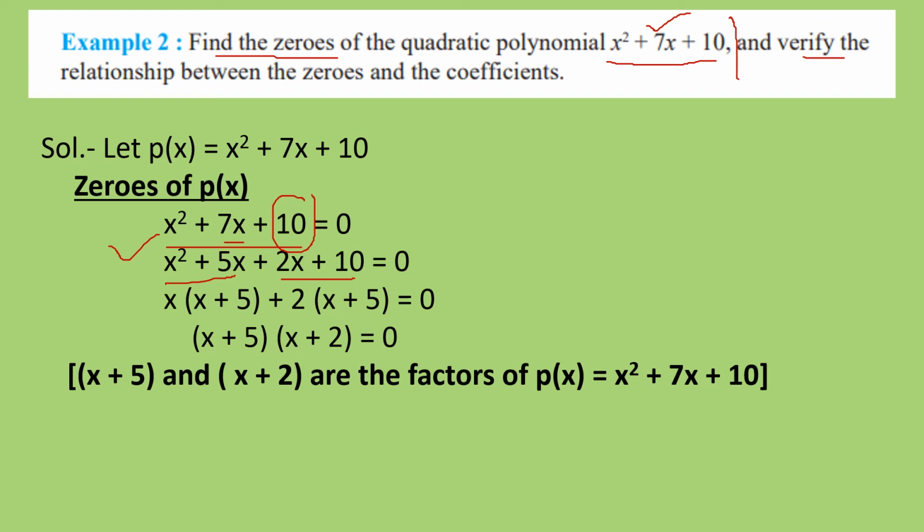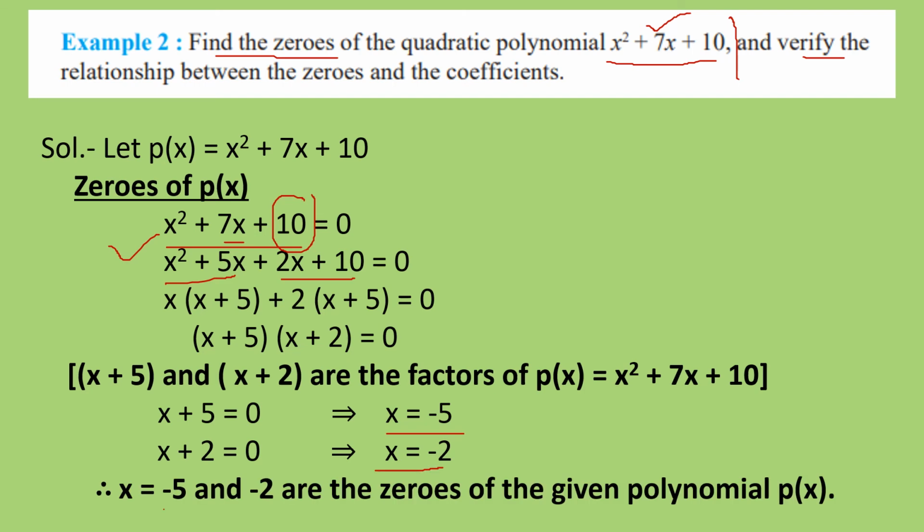Okay, now we have to find out the zeros. Zeros means the value of the variable. So what we will do? First factor is x plus 5, so we put x plus 5 equals 0. So we are getting x equals minus 5. Now second is x plus 2. We put x plus 2 equals 0. We are getting x equals minus 2. That means x equals minus 5 and minus 2 are the zeros of the given polynomial.